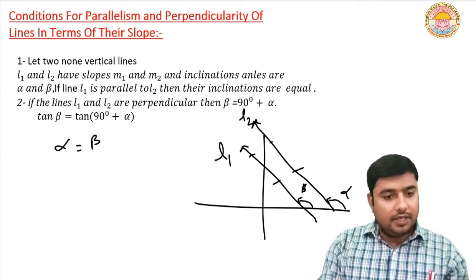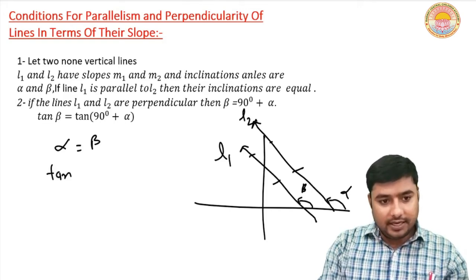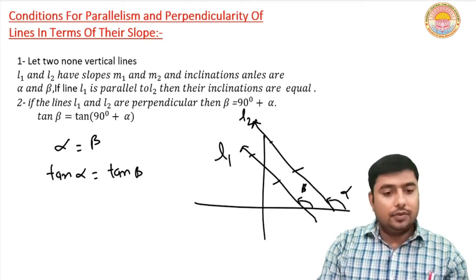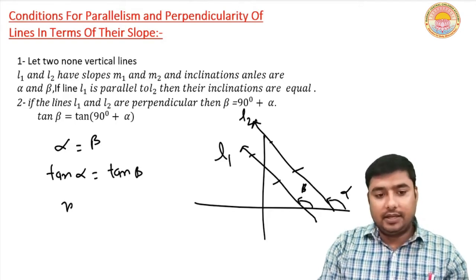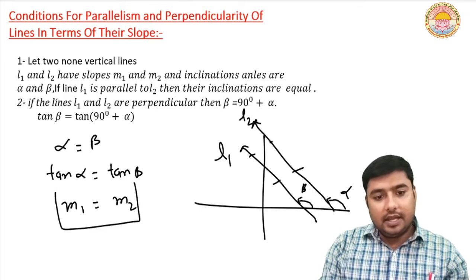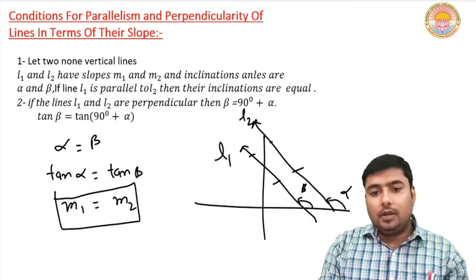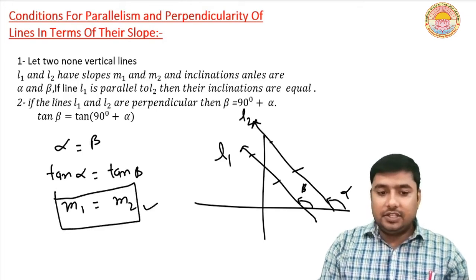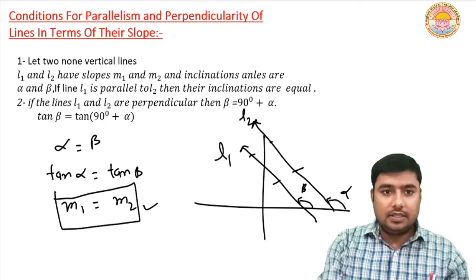Beta. Taking tan on both sides, we can write tan alpha equals tan beta. So what is tan alpha? Tan alpha is m1, tan beta is m2. It means m1 equals m2. This is the condition for parallelism.